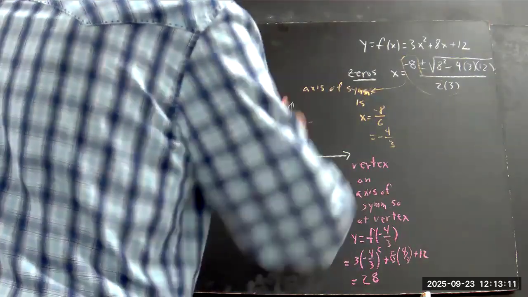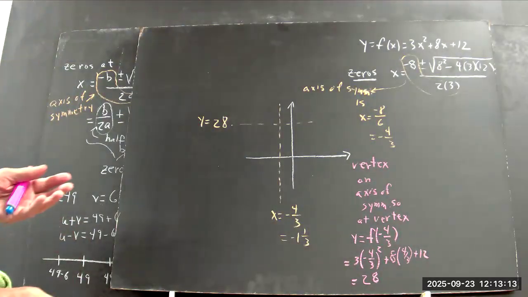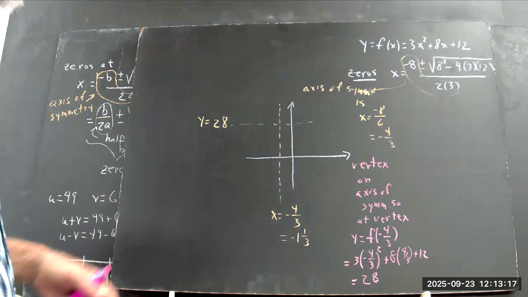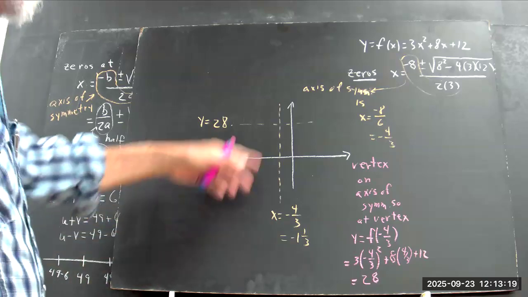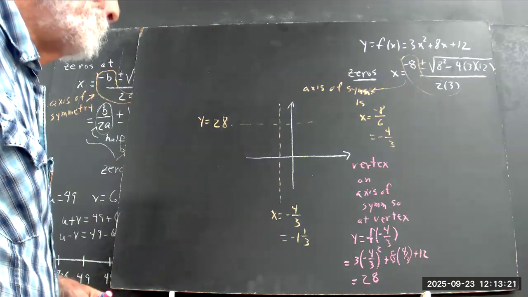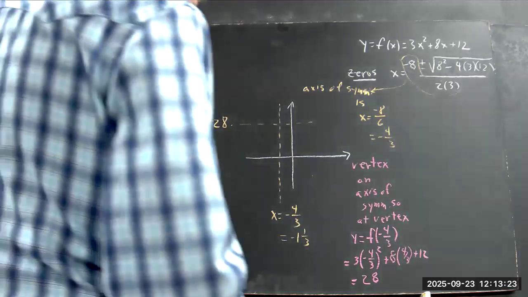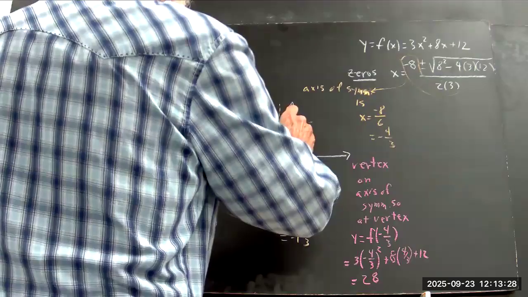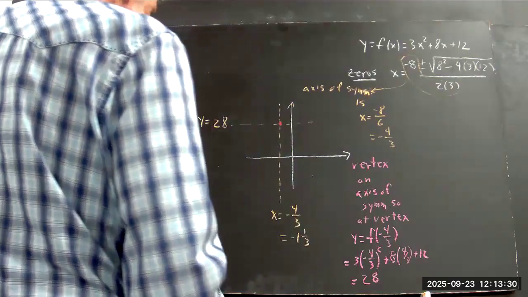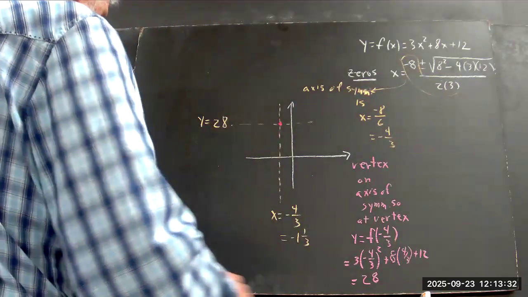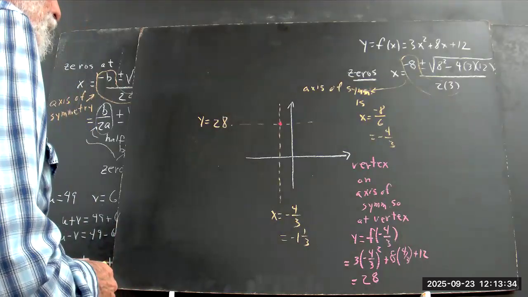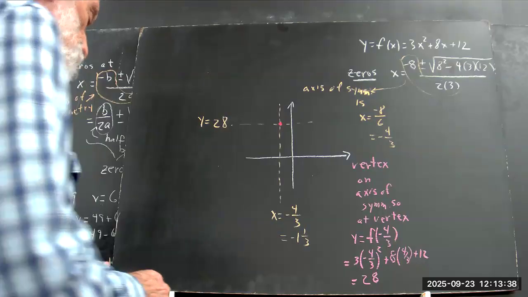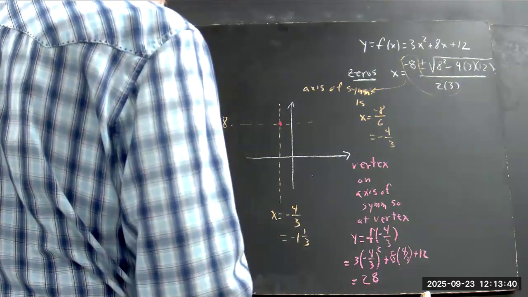At this point, we've defined the scale of the graph. Every other number has to be consistent with these. So here's your vertex. Another number we easily find is the y-intercept.